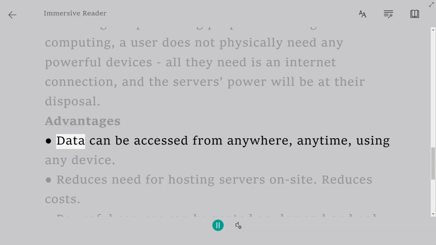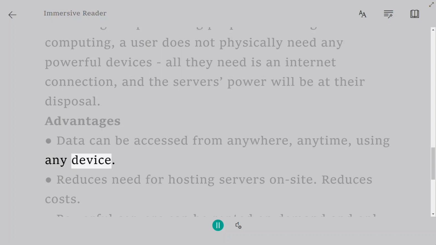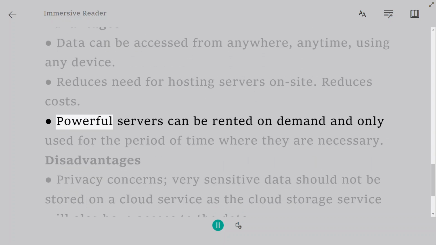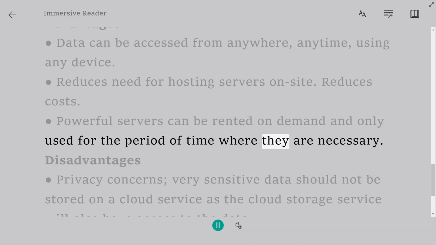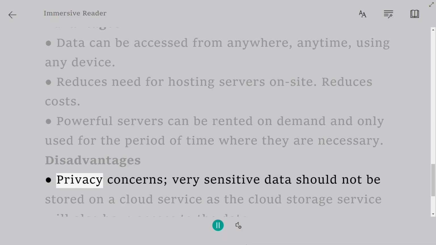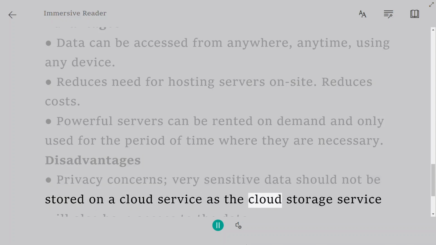Advantages. Data can be accessed from anywhere, anytime, using any device. Reduces need for hosting servers on site. Reduces costs. Powerful servers can be rented on demand and only used for the period of time where they are necessary. Disadvantages. Privacy concerns. Very sensitive data should not be stored on a cloud service as the cloud storage service will also have access to the data.